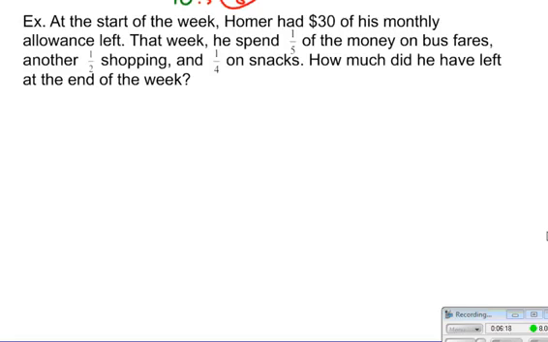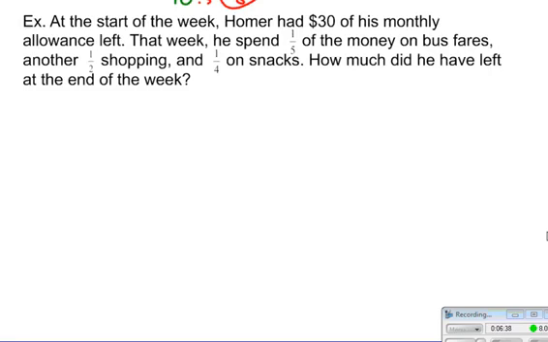So, this problem says, at the start of the week, Homer had $30 of his monthly allowance left. Yes, Marge gives him allowance. You can understand why. That week, he spent 1/5 of the money on bus fares, another half shopping, and a quarter on snacks. How much did he have left at the end of the week?